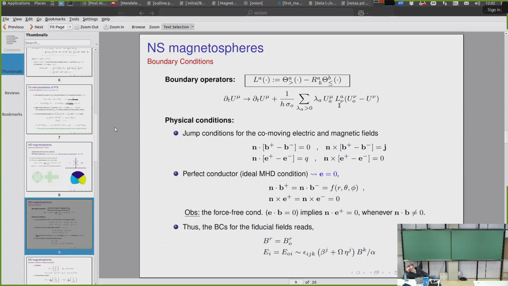And so we need to figure out what this operator L is that we need to put in here. Conceptually, we know that to prescribe a boundary condition, the thing you need to define or prescribe is the incoming characteristic modes to your domain, right?